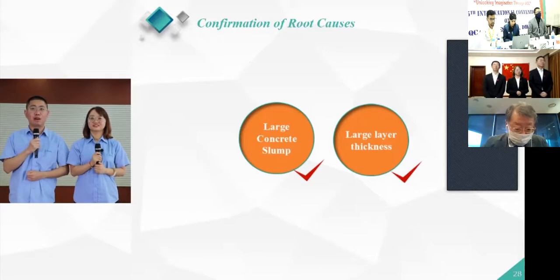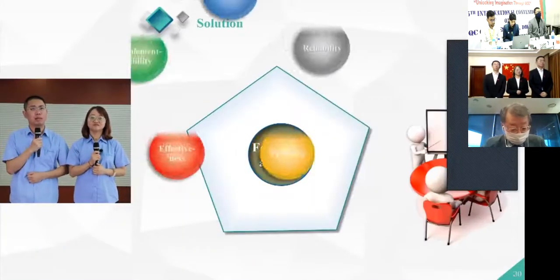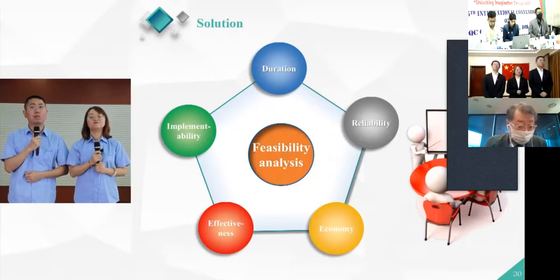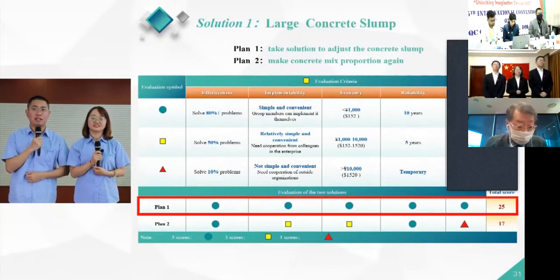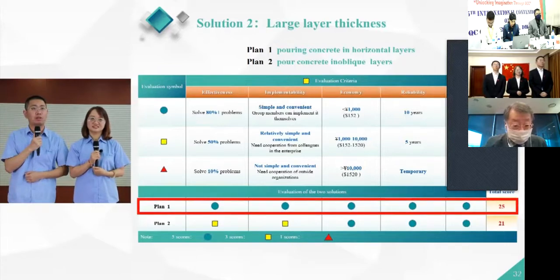The root causes are identified. We then needed to develop appropriate solutions. You are right, Boya. Do you remember what methods we need to develop the solutions? Of course, I remember that. We held several special meetings by using the brainstorming method and 5W1H principles and analyzed the feasibility, effectiveness, economy, and reliability of the options. We developed 2 options for each cause and scored them for comparison. At last, we selected Plan 1, adjust slump by construction measures, for cause 1, and Plan 1, pour concrete by horizontal layers, for cause 2.